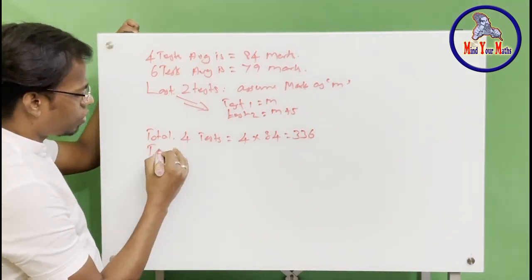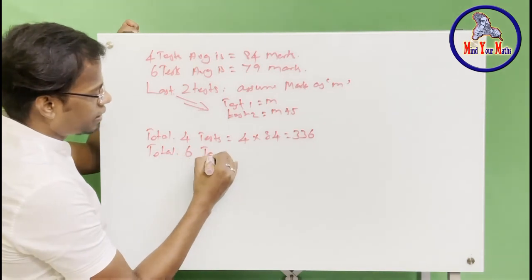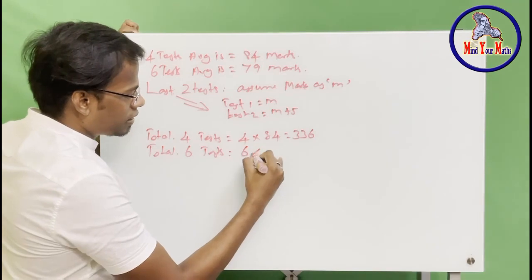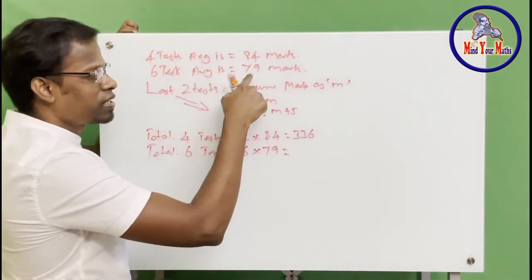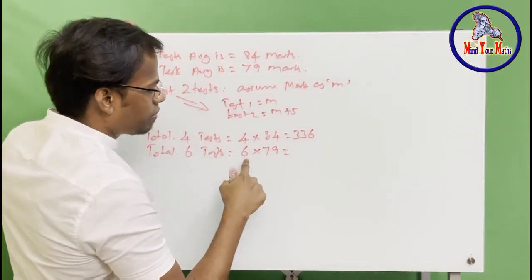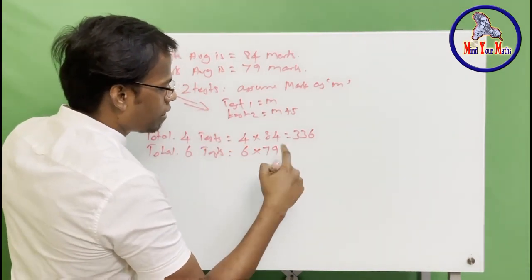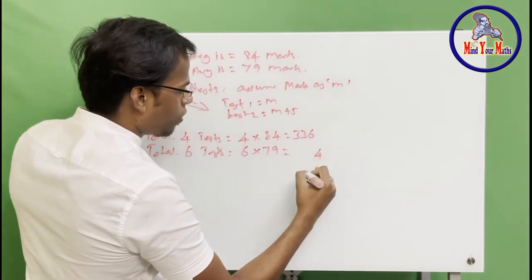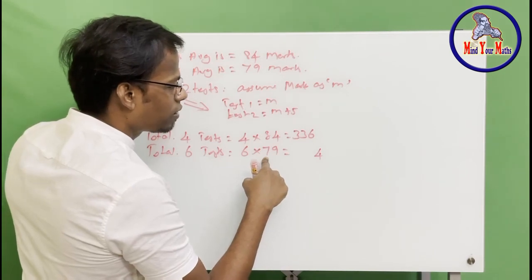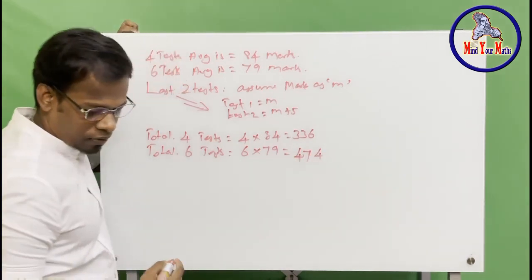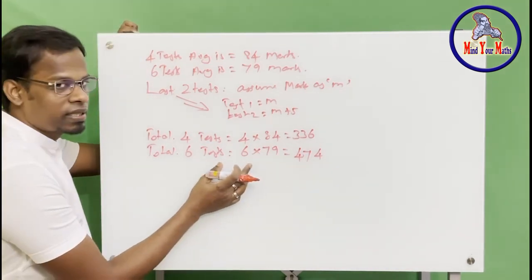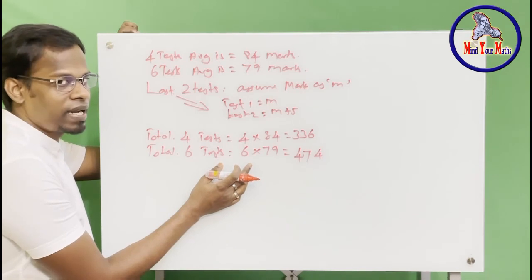Now we need to find the total for the 6 tests as well. So for that, 6 times 79. We need to just multiply the 79 with the 6. 6 times 9 is 54. And then 6 times 7 is 42. 42 plus 5, 47. 474. So that is the total mark for the 6 tests. Got it?